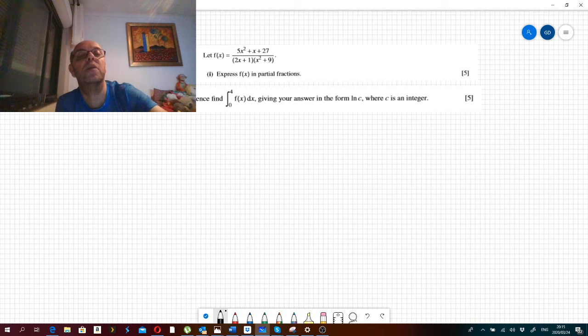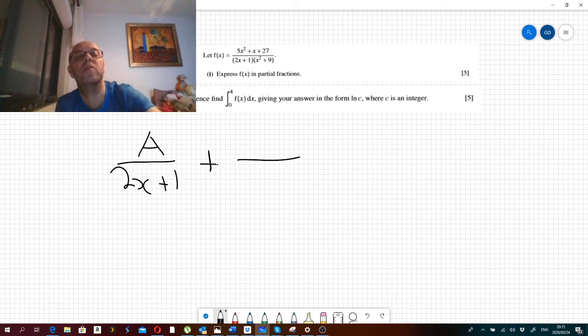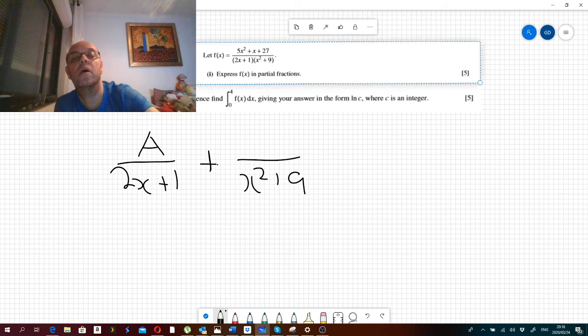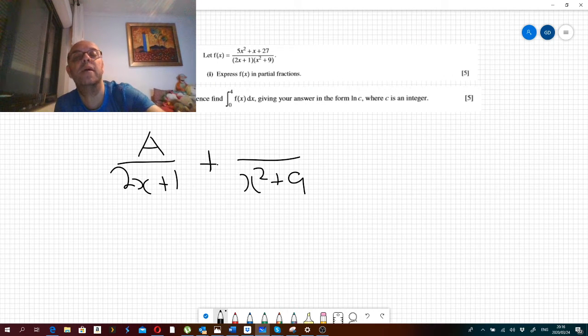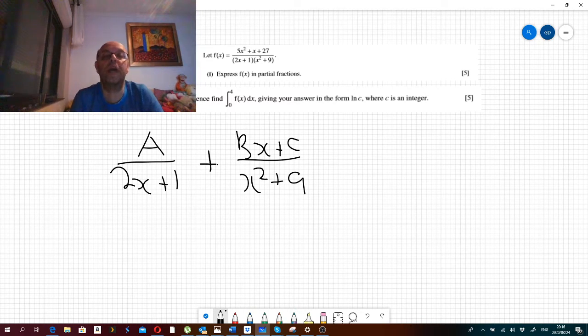So the first thing we will need to do is break the function up into 2 parts. One will look like this, A over 2x plus 1, where we need to solve for A. And then we need to put something over the x squared plus 9. Now, because this is a quadratic factor, it means that we must have a linear factor on the top if it's going to be a partial fraction, because we could have an x term as well as a constant term.